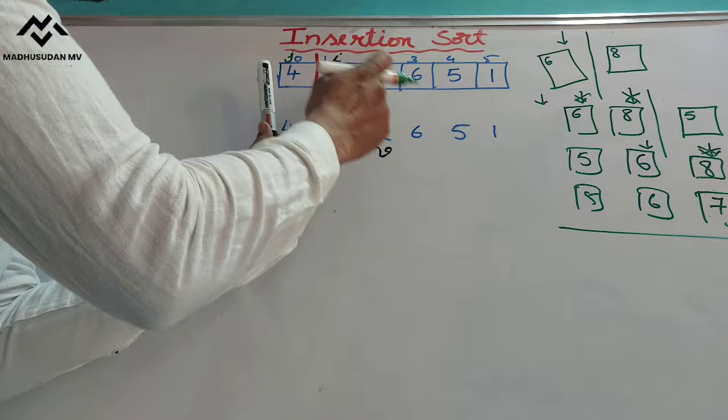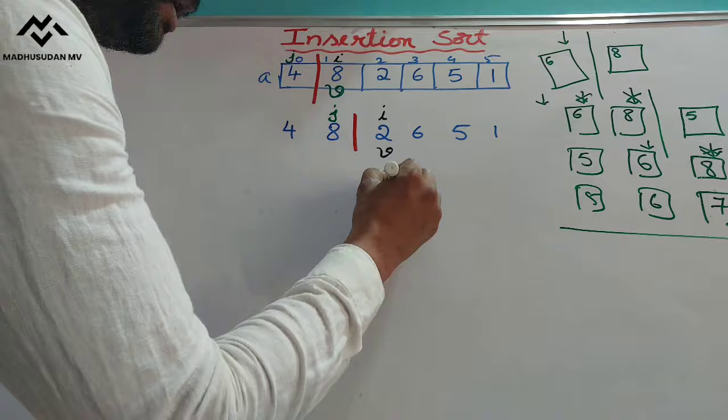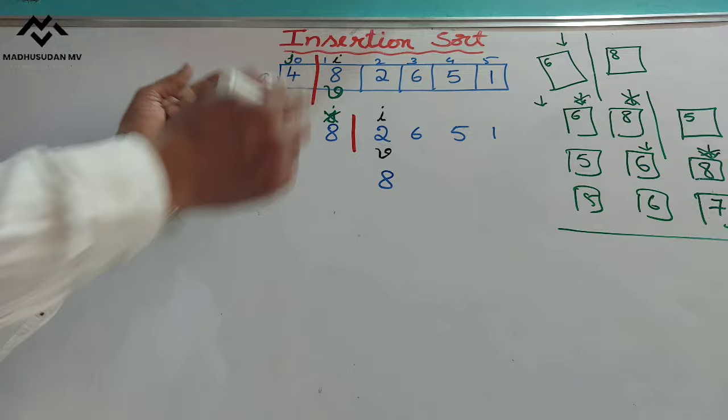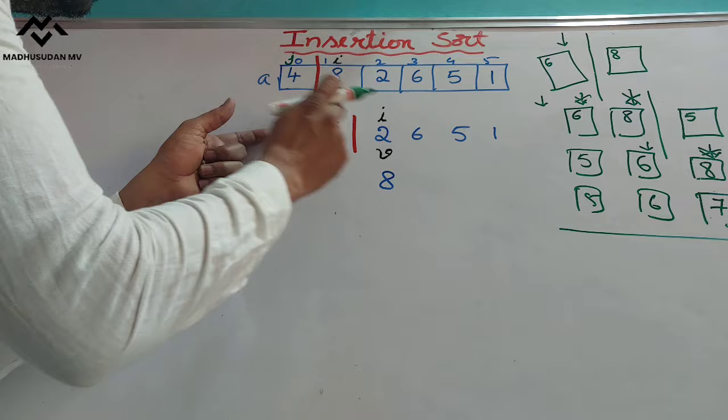Okay. So, now this 8 I am keeping in this position. After keeping that 8 there, now decrement J, because I have to check this one. See, after placing that, we are coming back, right? So, we are decrementing J. Now, again check: A of J greater than the value? Yes, A of J is 4. Value is 2. Now, again 4 is greater than 2.